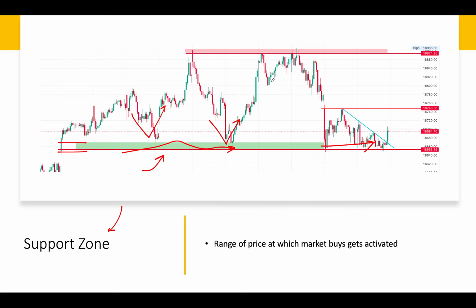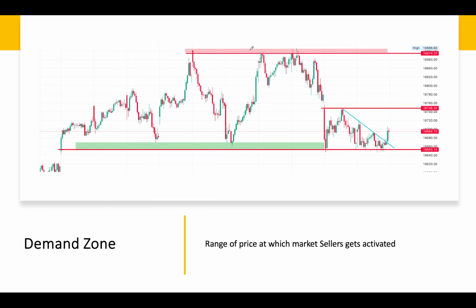Similarly, if we see this region above, this is called the demand zone. What is the demand zone? It is the zone where sellers get activated and people start booking their profits. Like if a person is buying here, he will be selling at this level. So here sellers usually get activated.